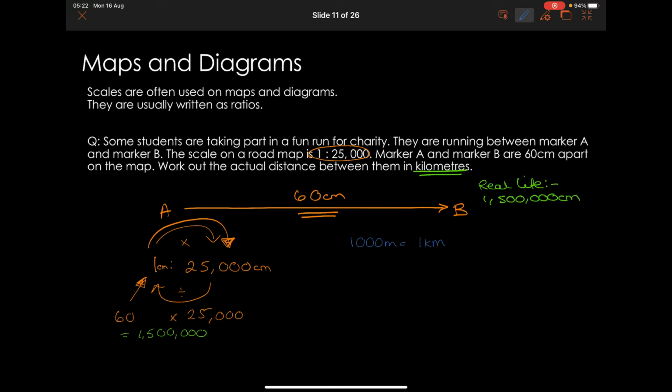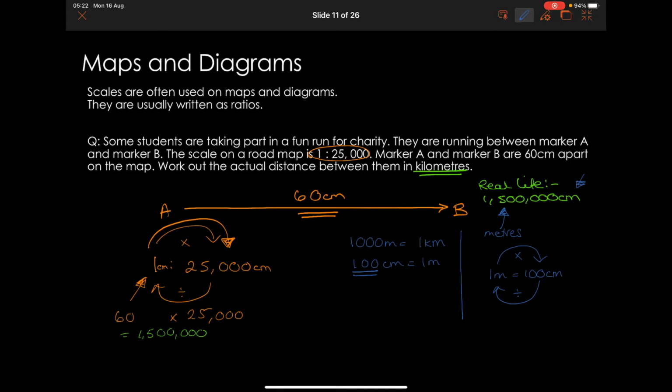Now I'm still in centimetres here, so I'm not quite in metres. But I also know that 100 centimetres is a metre. So what I'm going to have to do is convert this to metres first. And then convert it to kilometres. Because there is 100 centimetres in a metre, I can write it like this, 1 metre equals 100 centimetres.